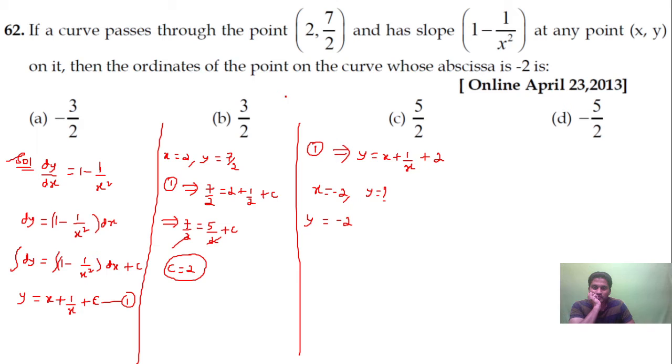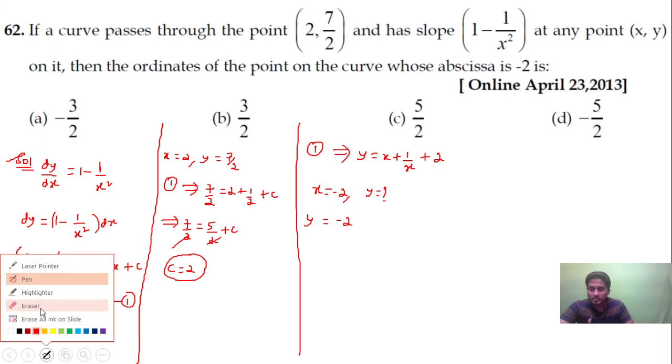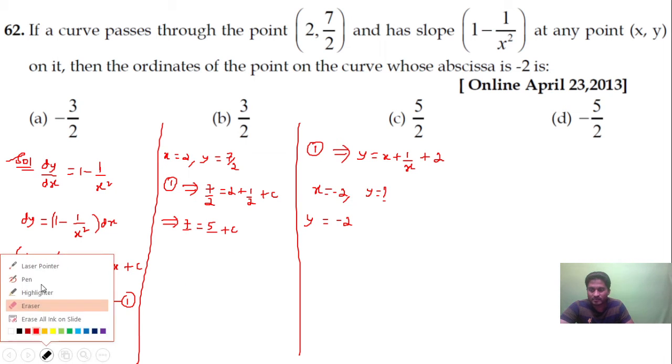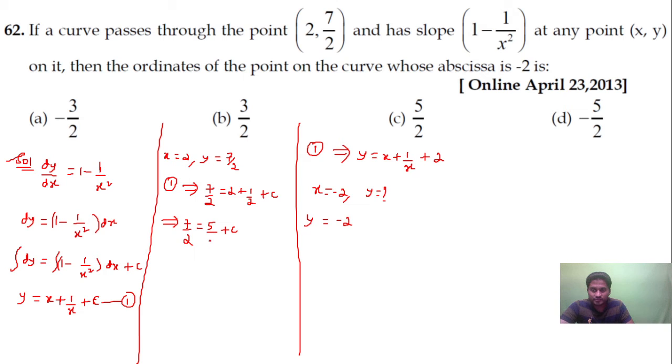It passes through the point (2, 7/2), right? So y = 7/2 when x = 2, which gives 7/2 = 2 + 1/2 + c. So this is 5/2. Okay, there's a mistake here. So this is equal to 7/2. Okay, 5/2, 7/2. If I shift here, c will be equal to 1, right? So 7/2 minus 5/2 is equal to c. Okay, the value of c will be equal to 1.